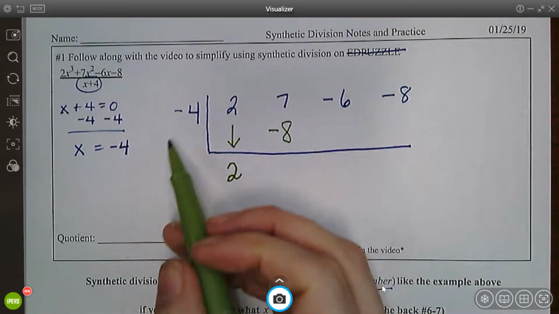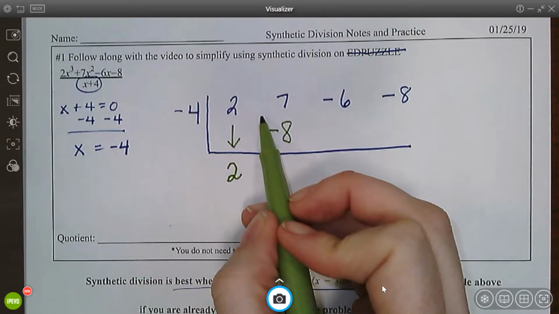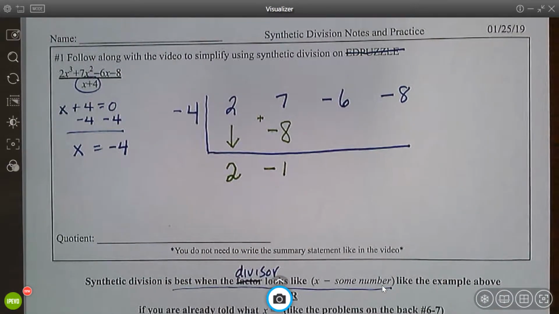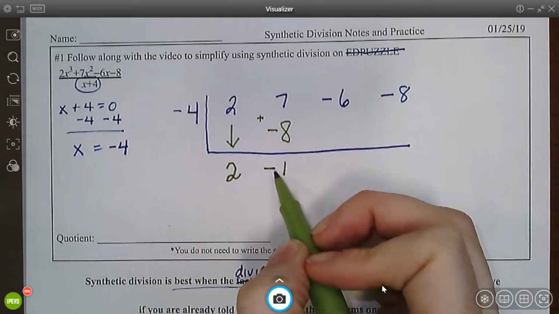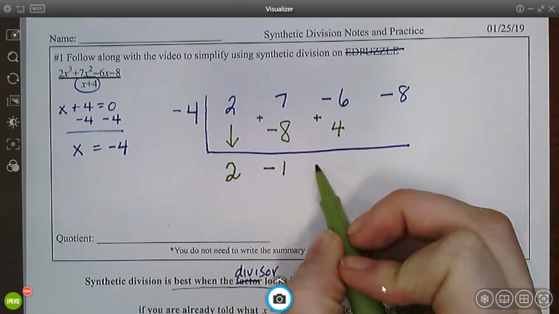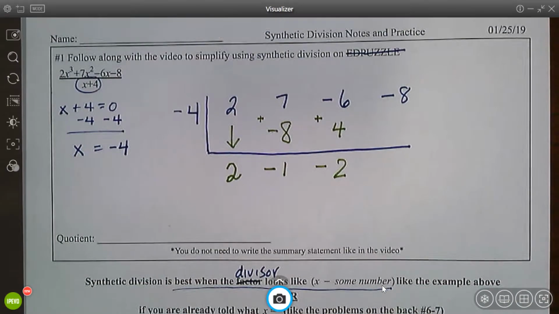So I multiplied, and now I'm going to add them. So 7 plus -8 is -1. I'm going to multiply these. -4 times -1 is 4. And then I'm going to add this column, and I get -2. And I'm going to keep repeating this process until I hit the end.